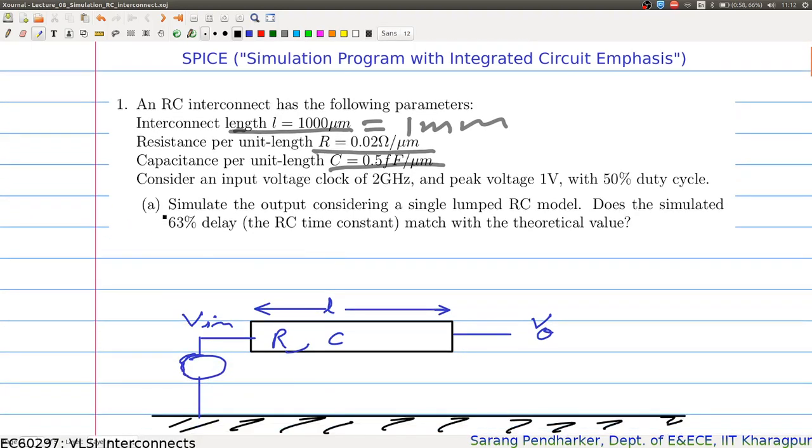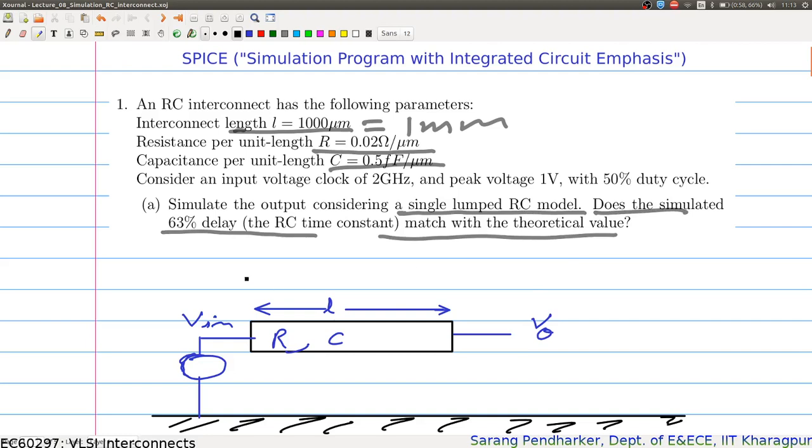So the first part of this requires you to simulate the output signal considering a single lumped RC model. So in the first part, we consider the interconnect to be a simple lumped RC. There is a lumped R and there is a lumped capacitance, and then see what is the simulated RC delay and does this match with the theoretical value.